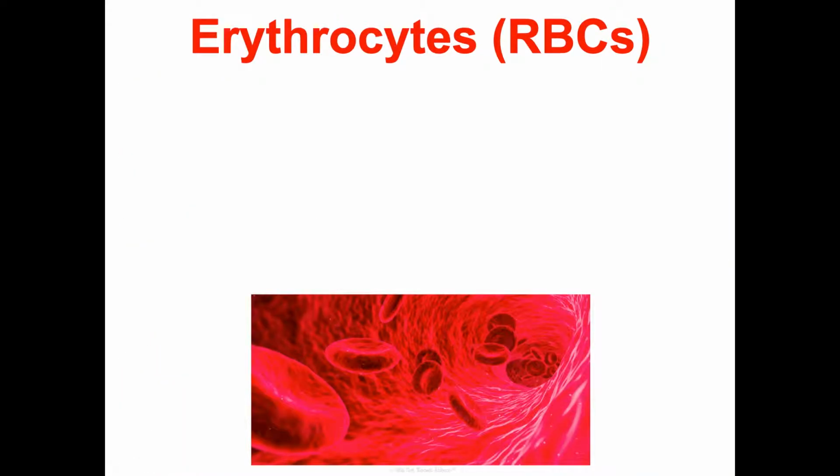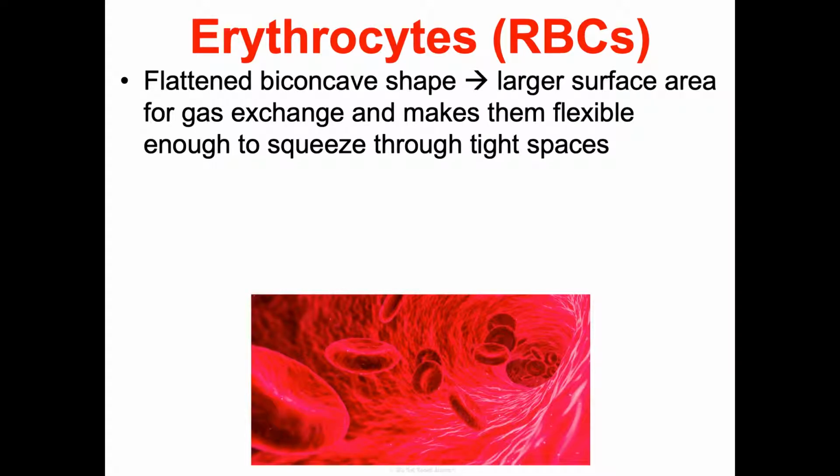All right, let's talk more about erythrocytes, your red blood cells, because they are incredibly important. When you look at their shape, it has a very distinct shape that most of you are probably familiar with. It's this flattened biconcave shape. And because of this specific shape, it creates a larger surface area on the red blood cell for gas exchange, which is so important for when we get to the respiratory system. And it makes them flexible enough that they can squeeze through tight spaces, which is also important.